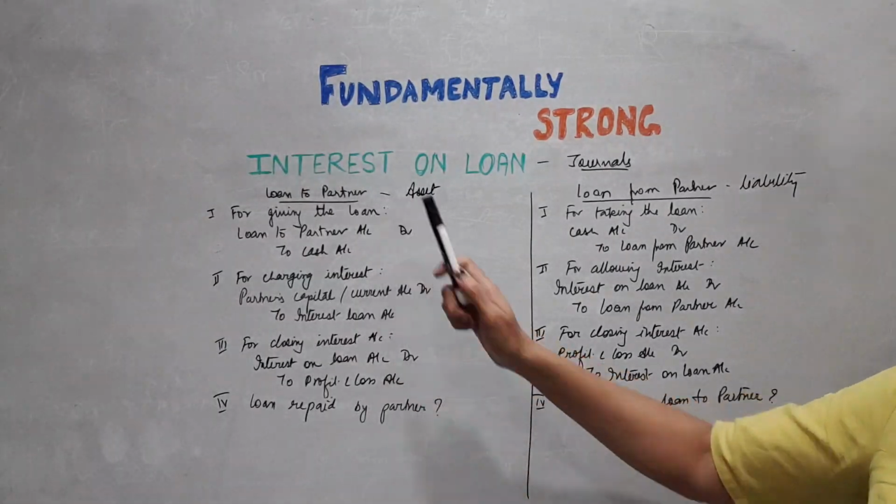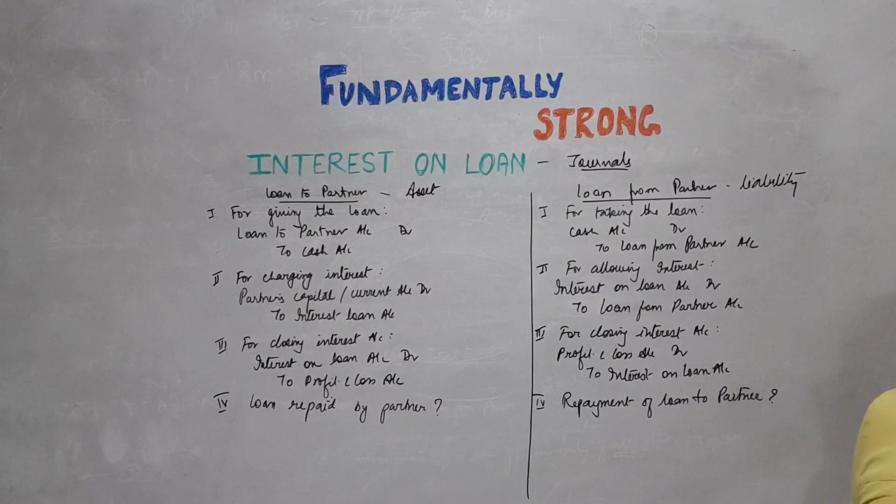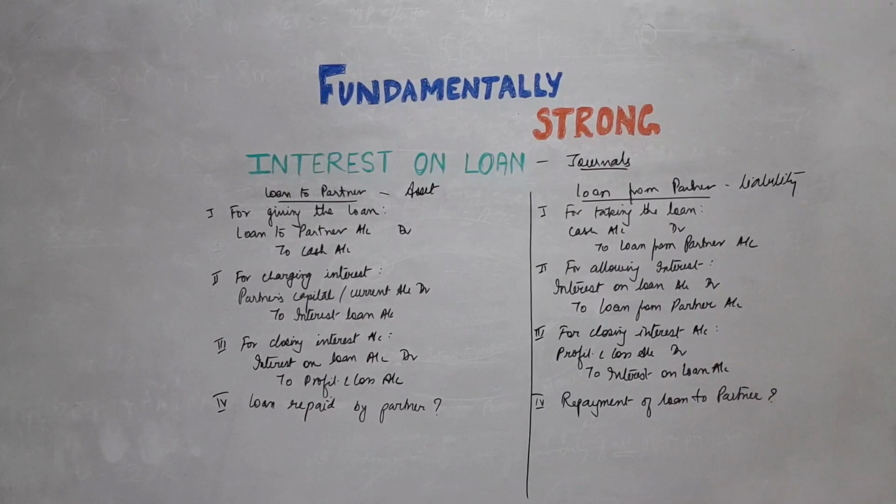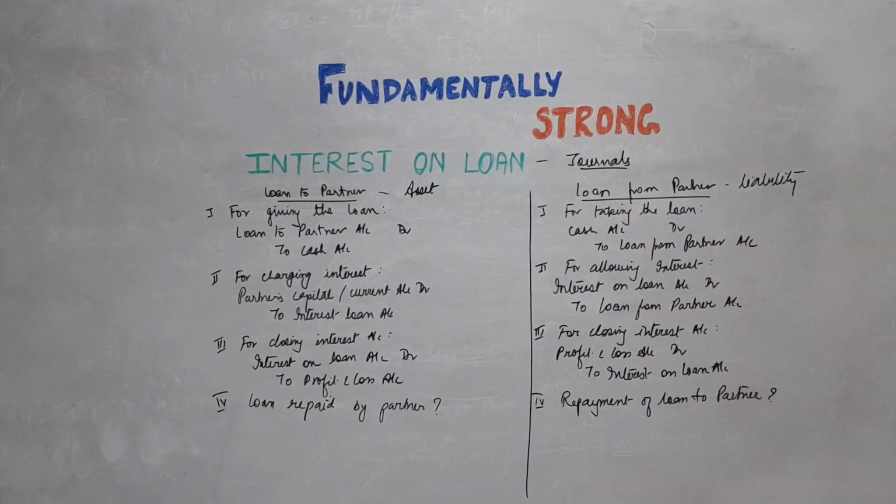Now, for giving the loan to the partner, the first thing is the amount being transferred to the partner. So for giving the loan, we debit loan to partner's account and credit cash. Why are we debiting it? I'm just going through the basic concept of journals. Loan to partner is an asset. As it is increasing, I'm debiting the asset account. Cash we are crediting because cash is going out; cash is another asset, and it is decreasing, so credit cash.